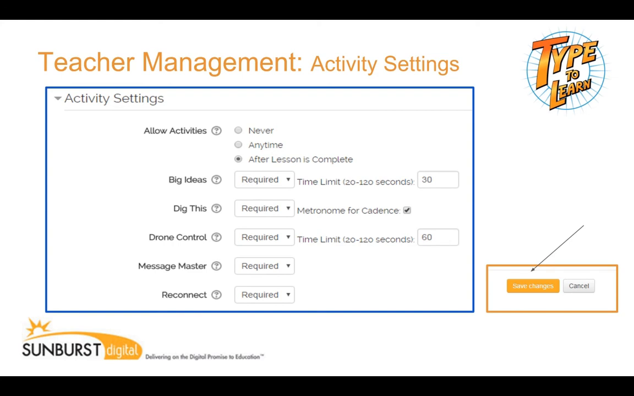Then you have the option of turning off an individual activity, making it optional, or requiring it. Students will see a white check mark if the activity is required, a red X if it is turned off, and a blank space if it is optional. If you require the activities, then students have to complete and pass the activity to move on to the final challenge and the next lesson.